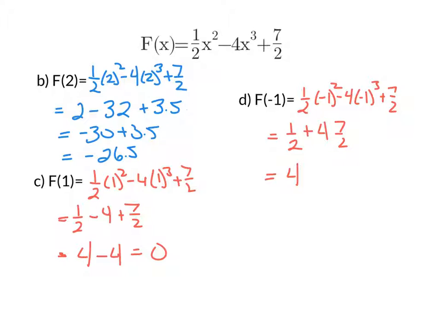So 1/2 and 7/2 again makes 4, but we're not subtracting 4 this time. Now we're adding it. So F at negative 1 is 8.